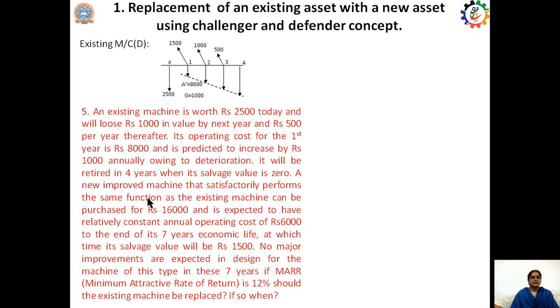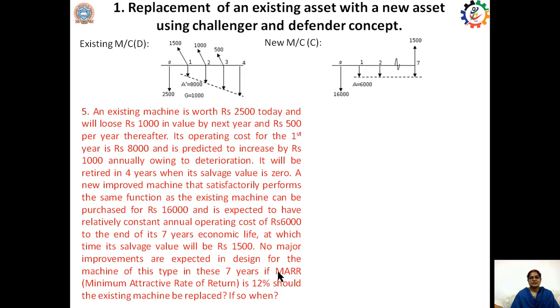A new improved machine. This is regarding the Defender. Let's move on to the new improved machine, considered as the challenger. First cost is 16,000. Operating cost is 6,000, annuity. Life is 7 years. Note that this life is 4, this life is 7. They are unequal, but still, since the equivalent annual worth method is used, unequal lives can be compared directly. Salvage value is 1,500.